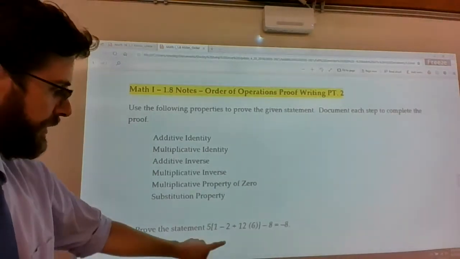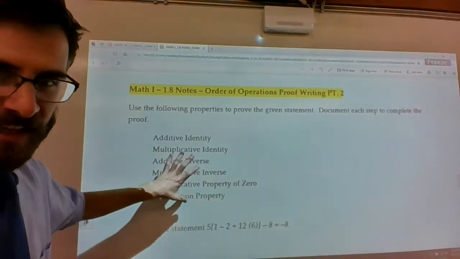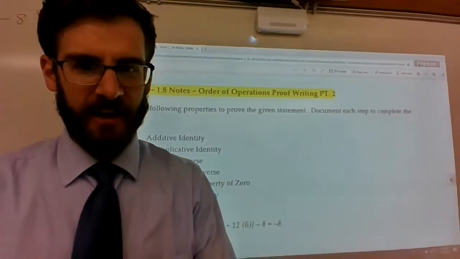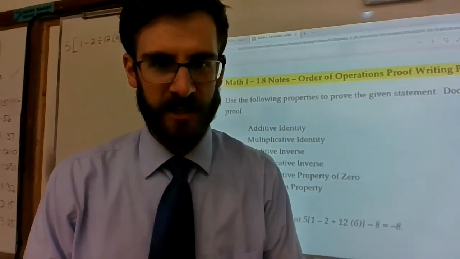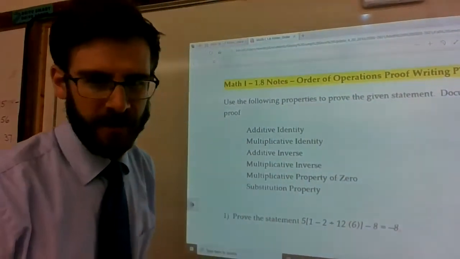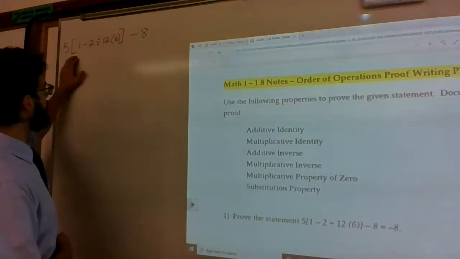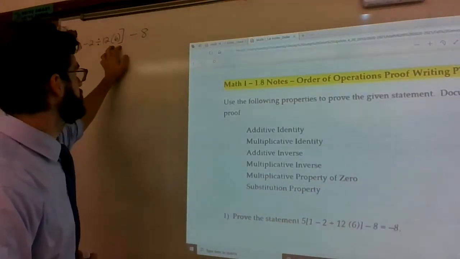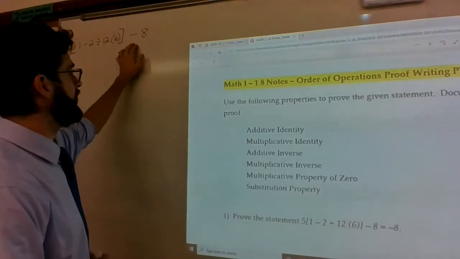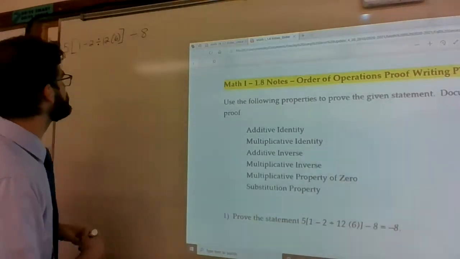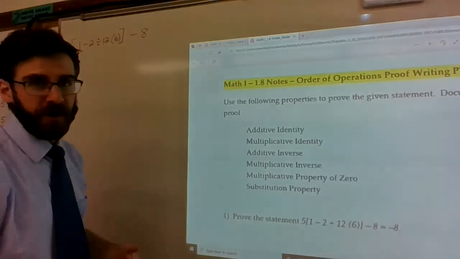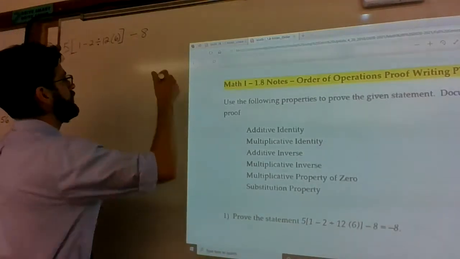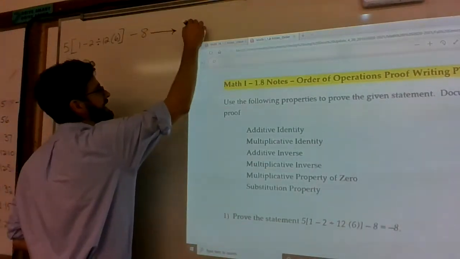Okay, so I'm going to use this. I want to keep this on the entire time, so we're just going to use it in the corner here, all right? So I've got 5 bracket 1 minus 2 divided by 12 times 6 with the parentheses with a bracket and then subtract 8. So the first thing I'm going to do is write down the original statement and call it my given.